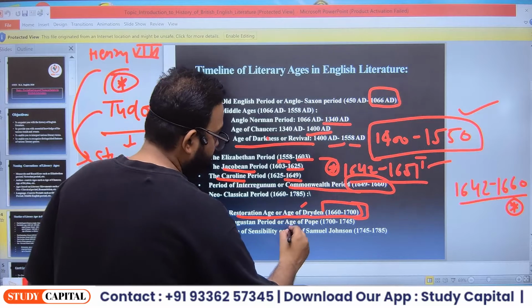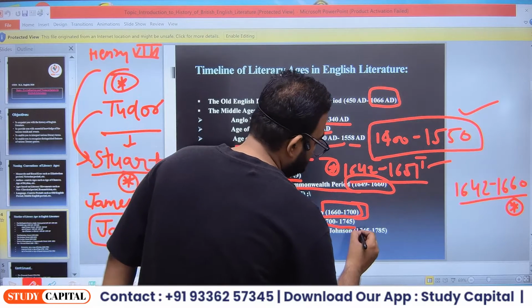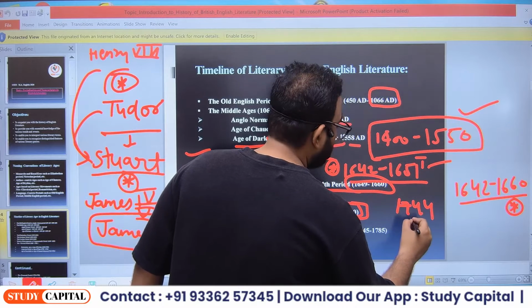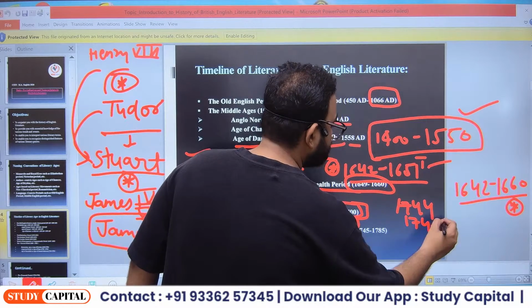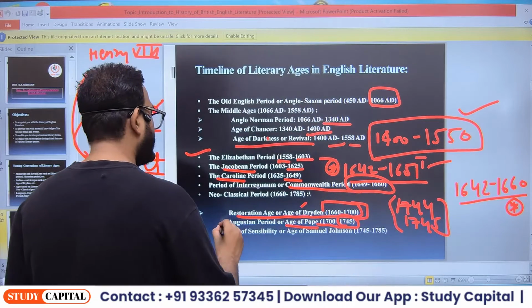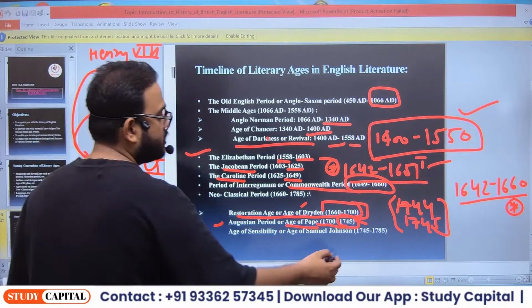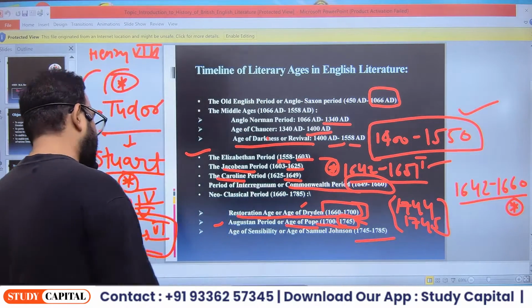Then you have the Age of Pope. Pope died in 1744, and there is another writer, Jonathan Swift, who died in 1745. These two writers were major writers of this period. So when Swift died in 45, we end this period. And then Samuel Johnson comes, he died in 85. That is how we end this period as well.